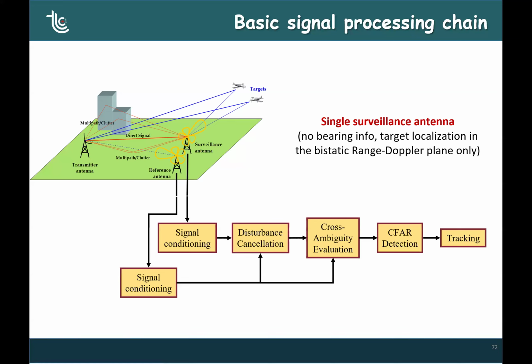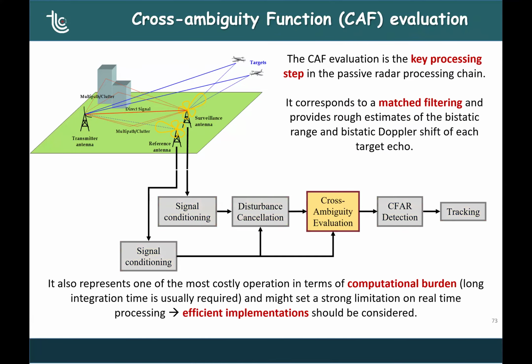Now, let's start with the different blocks. Since the main block is the cross-ambiguity evaluation, we will start with this one. Then we will detail the disturbance cancellation, the signal conditioning, and also the detection, and of course the tracking. The tracking is quite similar to what is done in the monostatic radars, so we will see only a few words, an example more than that.